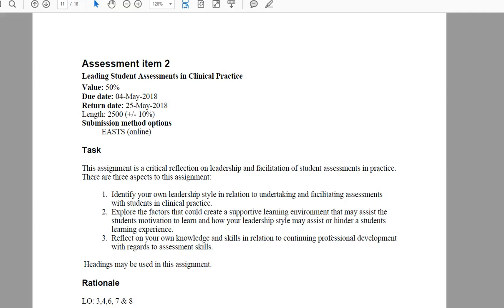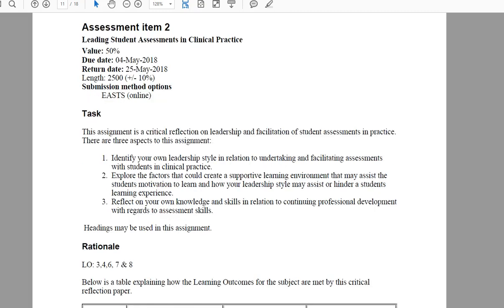Hi everyone, and today we're going to be looking at the next assignment, which is due on the 4th of May, which is still about a fortnight away, I think. So what we're going to look at is what you need to do for this assignment, and we're going to look through the subject outline obviously and see what you need to do.